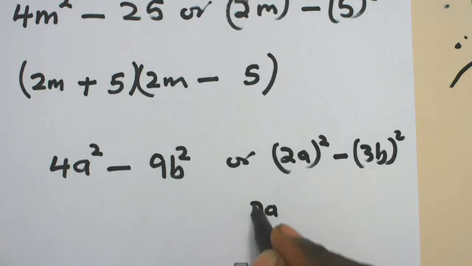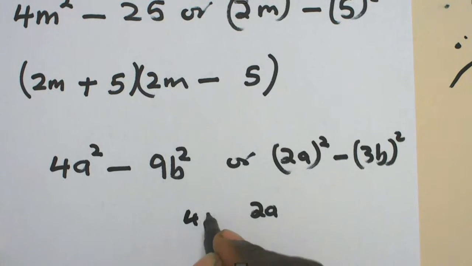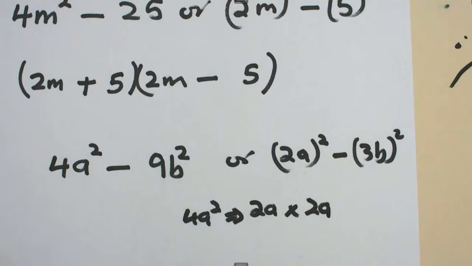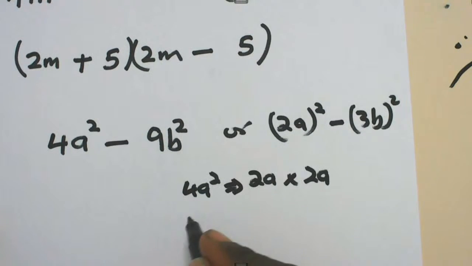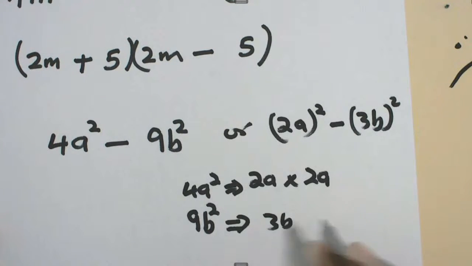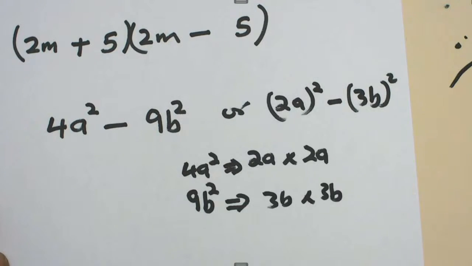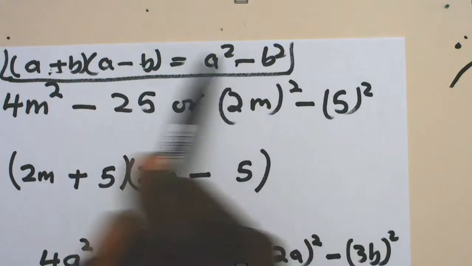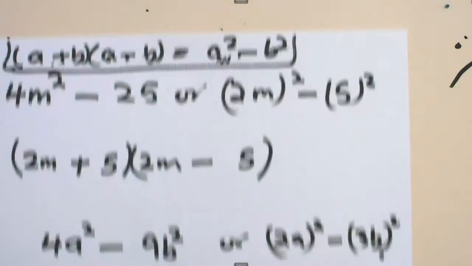2a, the factors of 4a squared could be a multiplied by 2a. That's what it means. And 9b squared, the factors will be 3b multiplied by 3b. We have written it this way because we're going to use this notation, this procedure.